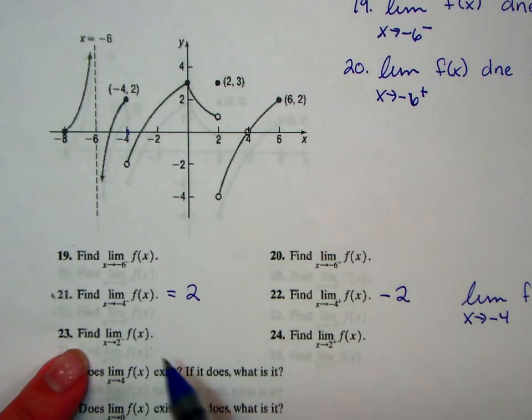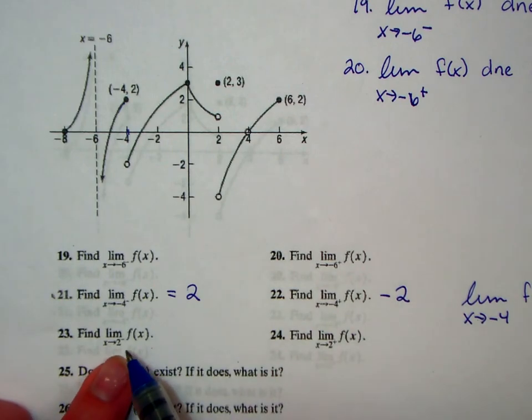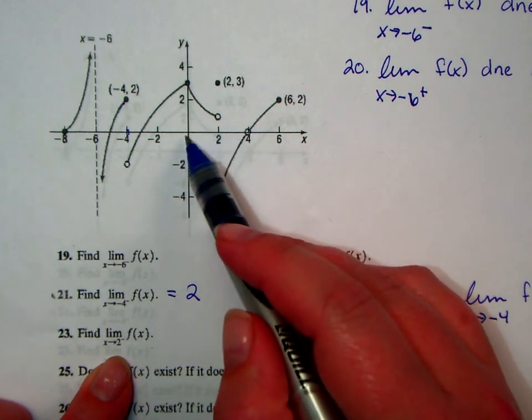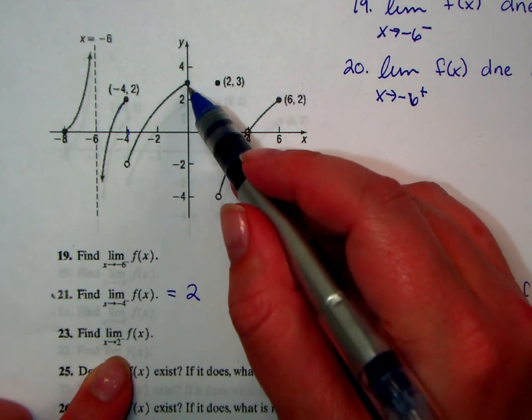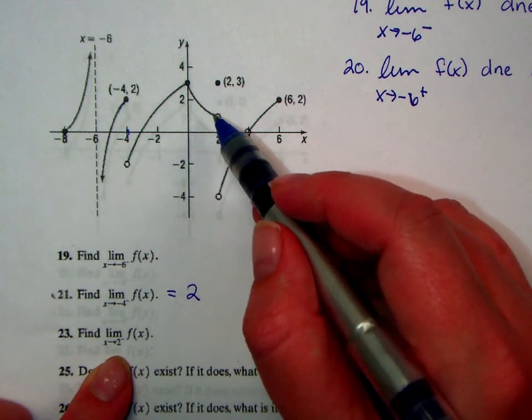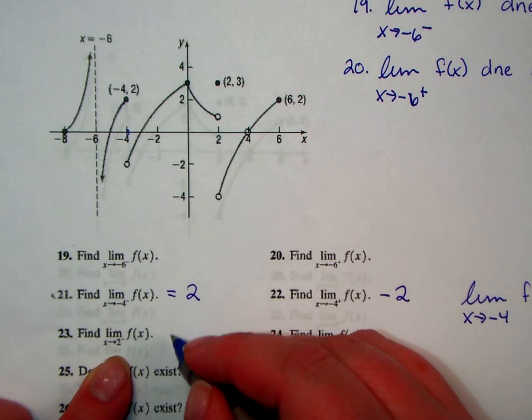All right? Now, what's the limit as x approaches 2 on the negative side? Right? On the negative, that's less than 2. Right? That's here. So less than 2, we're looking at this little piece here. And the closer we get to 2, this piece looks like it's approaching, I'm going to assume 1.